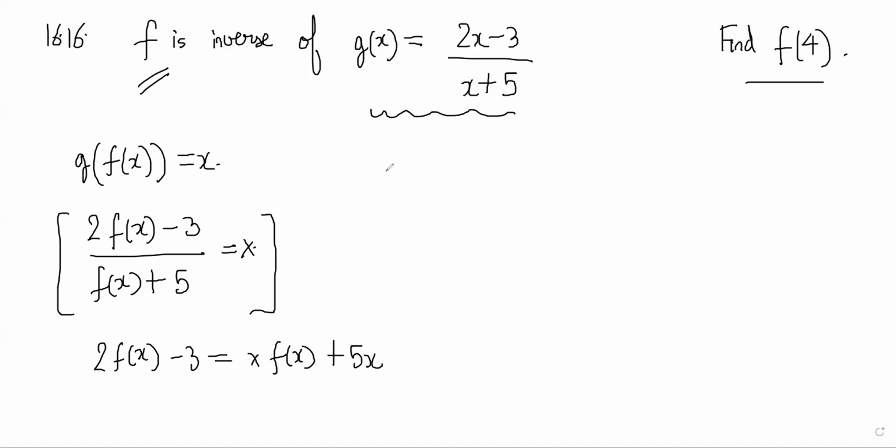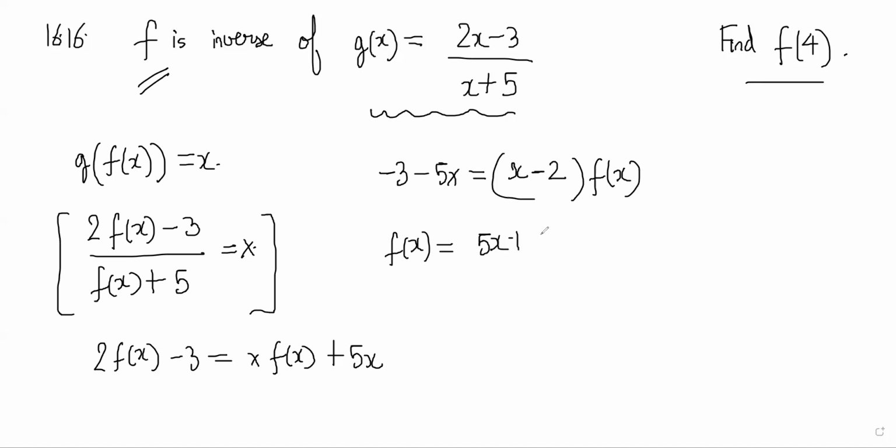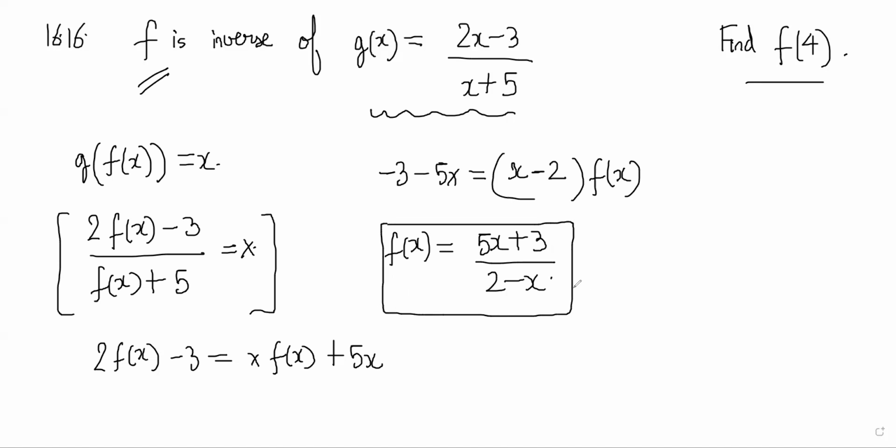And then you use the distributive property. f of x is coming as (5x plus 3) by (2 minus x). And then you can find f of 4.